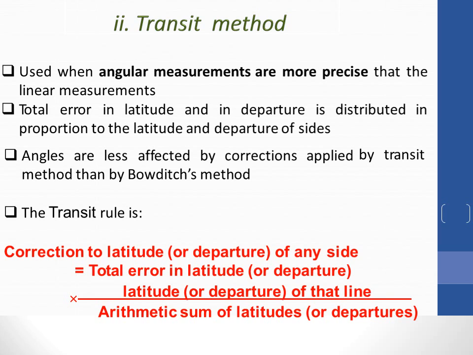Okay, and in case of departure, the correction to departure of any side will be equal to the total error in departure into the departure of that line by the arithmetic sum of departures. Okay, please understand why it is written in brackets. If you are talking about latitude, it will be this equation, and if you are talking about departure, you have to replace all latitude with departure.